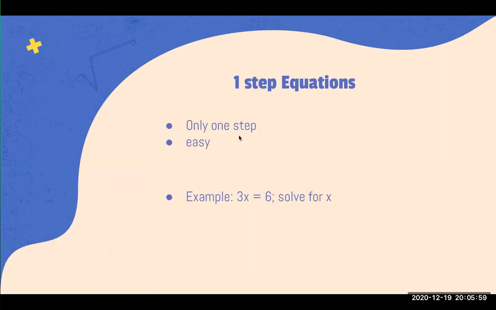One-step equations are just these. See example, 3x equals 6, solve for x. We can just divide both sides by 3 to cancel out the 3 on this side, and divide by 3 on this side to get the answer. This cancels out 3 and 3, which makes it only x. This isolates x, which is exactly what we want to solve for x. Then we can do 6 divided by 3, which is 2. Okay, so x equals 2.